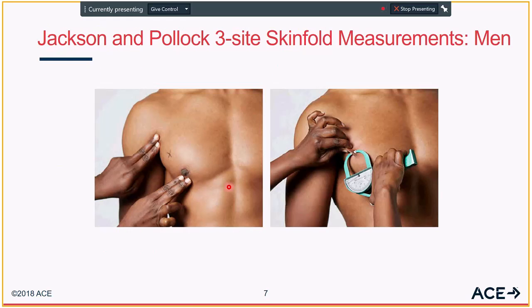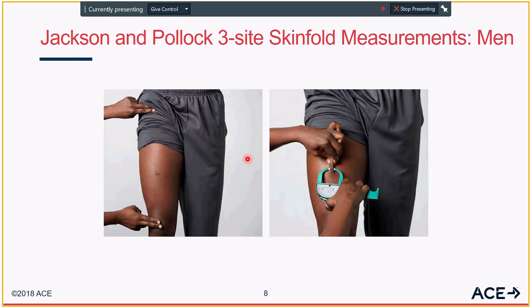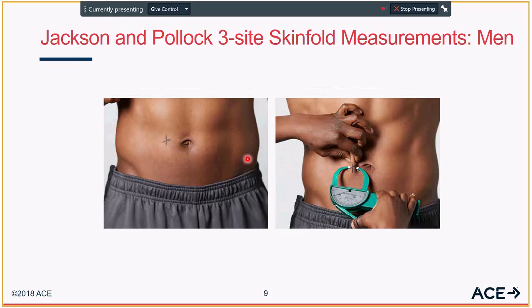For men, the first site is on the chest, so you go right below the nipple line and closer to the armpit, halfway between, and take that measurement. Also on the thigh for men, halfway between your hip bone and the top of the kneecap. You just find that middle point. It can be very general, but it's going to be specifically in the middle. Then you pinch and get that measurement. And the last one is a couple of inches to the left or right of the abdomen. So those are your 3 skin folds for men.